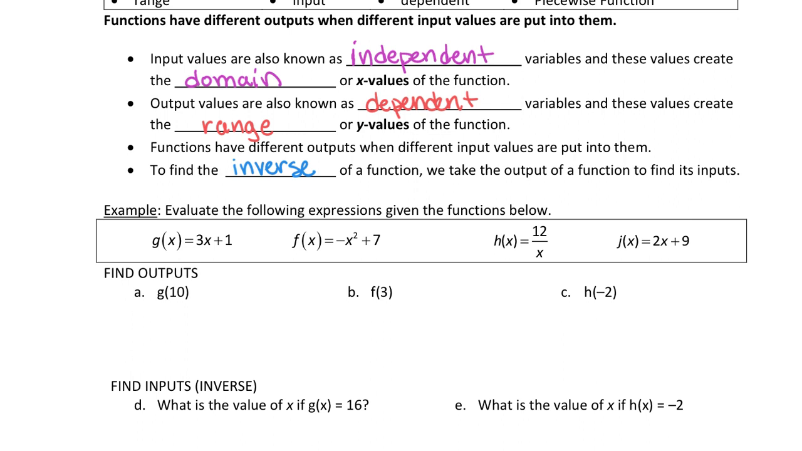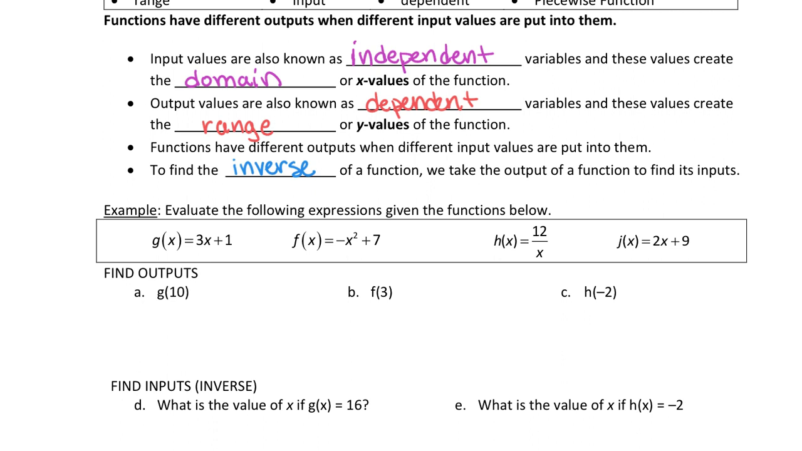Speaking of, let's go ahead and look at some problems. You've got several different functions here. We've got one that starts with a G instead of an F. So just sometimes functions have different names. So this is function G, which is 3x plus 1. Function F, negative x squared plus 7. Function H, 12 over x. And function J, 2x plus 9.